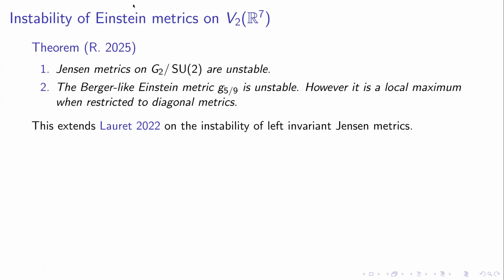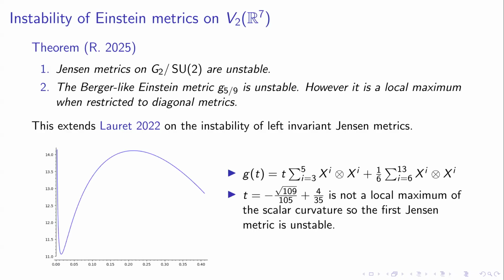Well, we have this property. It is not a very nice result, but every one of these Einstein metrics is unstable. The Jensen metrics are unstable, and our Berger-like Einstein metric is also unstable. However, if you restrict the metric to the diagonal metrics, then it is a maximum of the scalar curvature. The first item in this theorem extends a result by Jorge Lauret, which says that Jensen metrics on compact Lie groups are unstable.